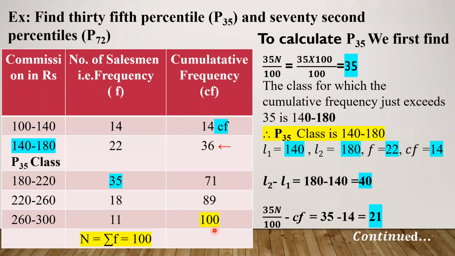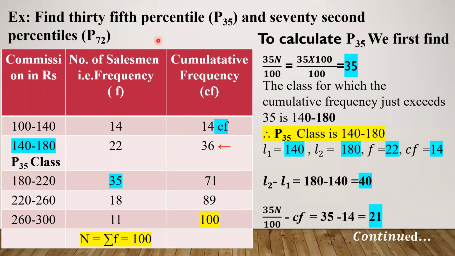Okay. So our two steps are over. These two steps are common for all: median, quartile, deciles, and percentile. Now what do we have to calculate? I am calculating the 35th percentile. I'm calculating percentile, so that should click in your mind.